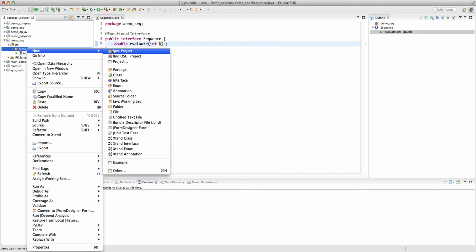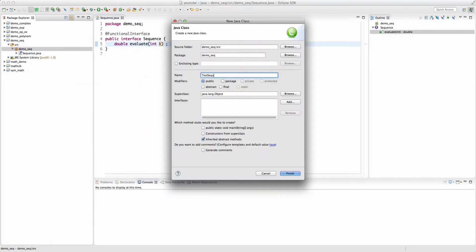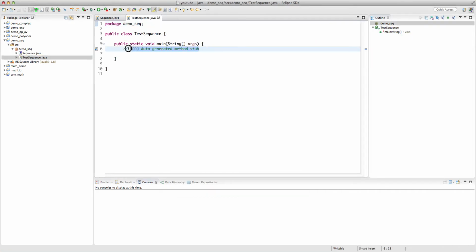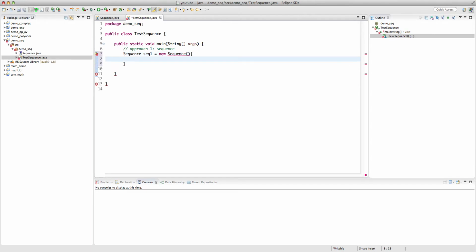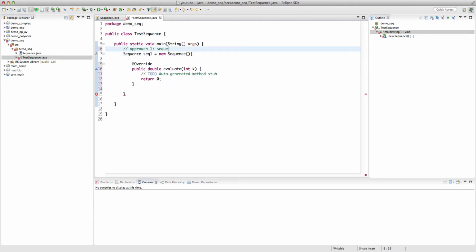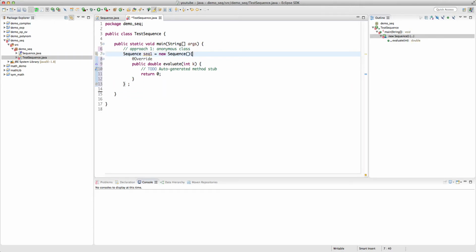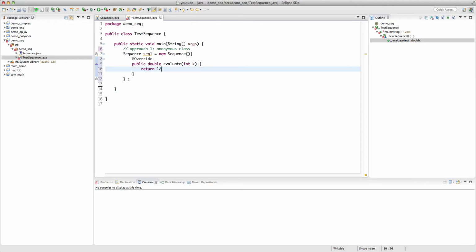And if I want to test this, let's create a class TestSequence, and I want to have a main method. So let's finish this. Here I'm going to create a sequence. Approach 1 for creating the sequence is: Sequence s1 equals new Sequence. Basically, approach 1 is an anonymous class, so we're implementing it as an anonymous class and just overriding the evaluate method, so we're going to return 1 over k squared, k times k, for example.